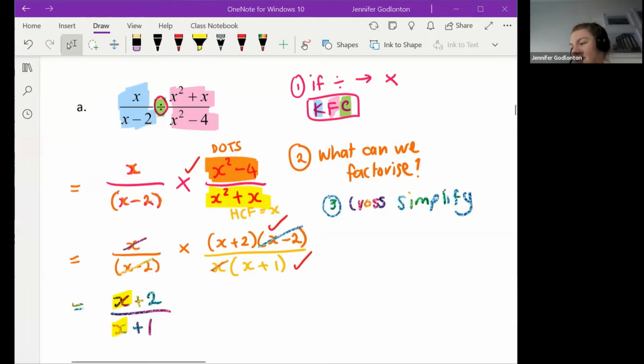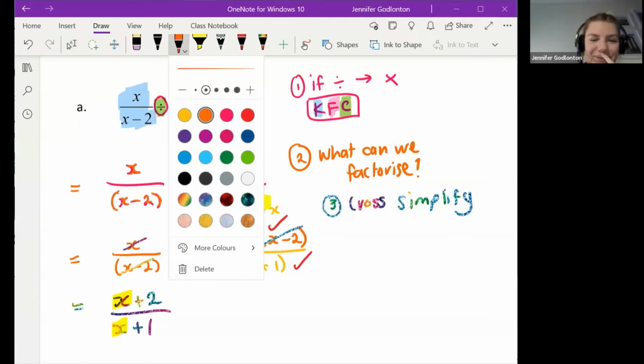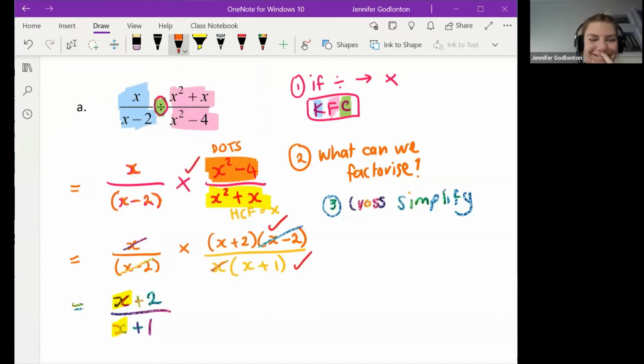Mpumi, am I allowed to cancel out those x's? Yes, ma'am, you're allowed to. I'm not allowed to. You're in my trap. Can you think about why I'm not allowed to? I'm not sure, because I thought x and x can go into each other.